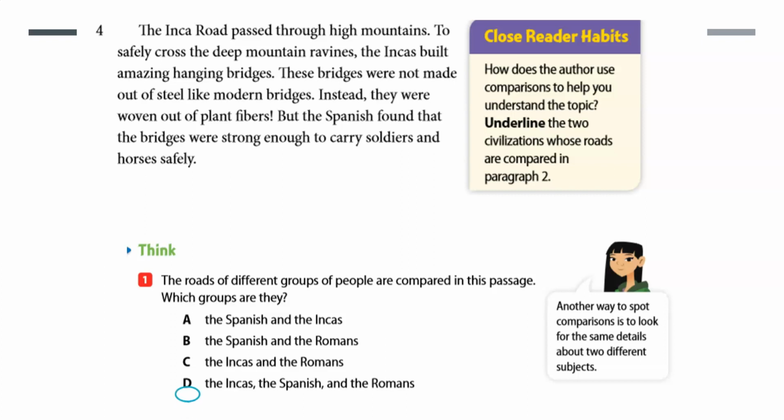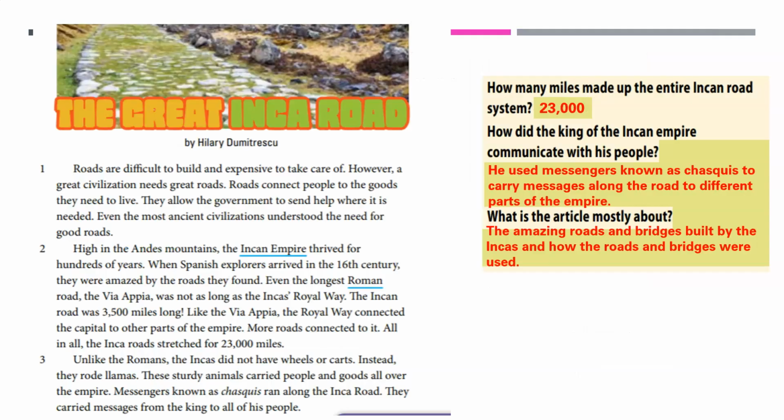Excellent. Okay, if you picked the Incas and the Romans, ding, ding, ding, woohoo! Great job. So this is a great example of a question where Tricky Ricky likes to come out and play. The author does mention the Spanish government often, but that is only in the sense of the Spanish explorers. They never talk about the actual Spanish roads of the Spanish Empire. They do, however, especially in paragraph 2, talk about the Roman roads and the Incan roads.